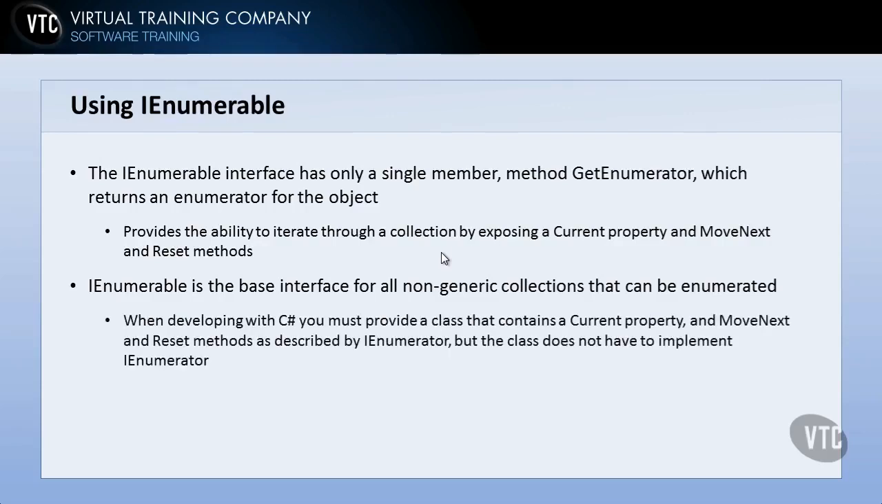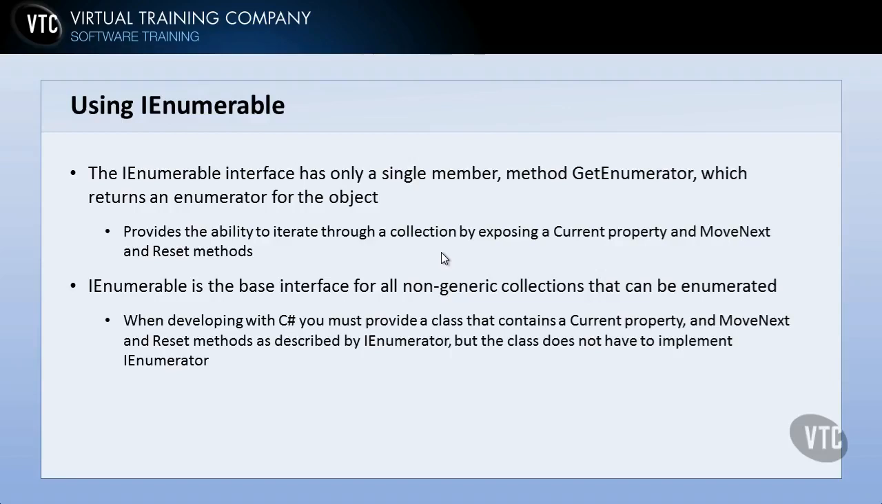Now, keep in mind, when we're developing with C#, we'll have to provide a class that is returned by that GetEnumerator method that contains that Current property and MoveNext and Reset methods as described by IEnumerator. However, that class does not have to implement IEnumerator. You'll see that out there in examples all over the place. The only thing we have to implement here is IEnumerable, and then just provide that functionality in the class that's returned by our GetEnumerator method. If that sounds confusing, it's only because it is a little bit, and you'll see it in code in just a moment.